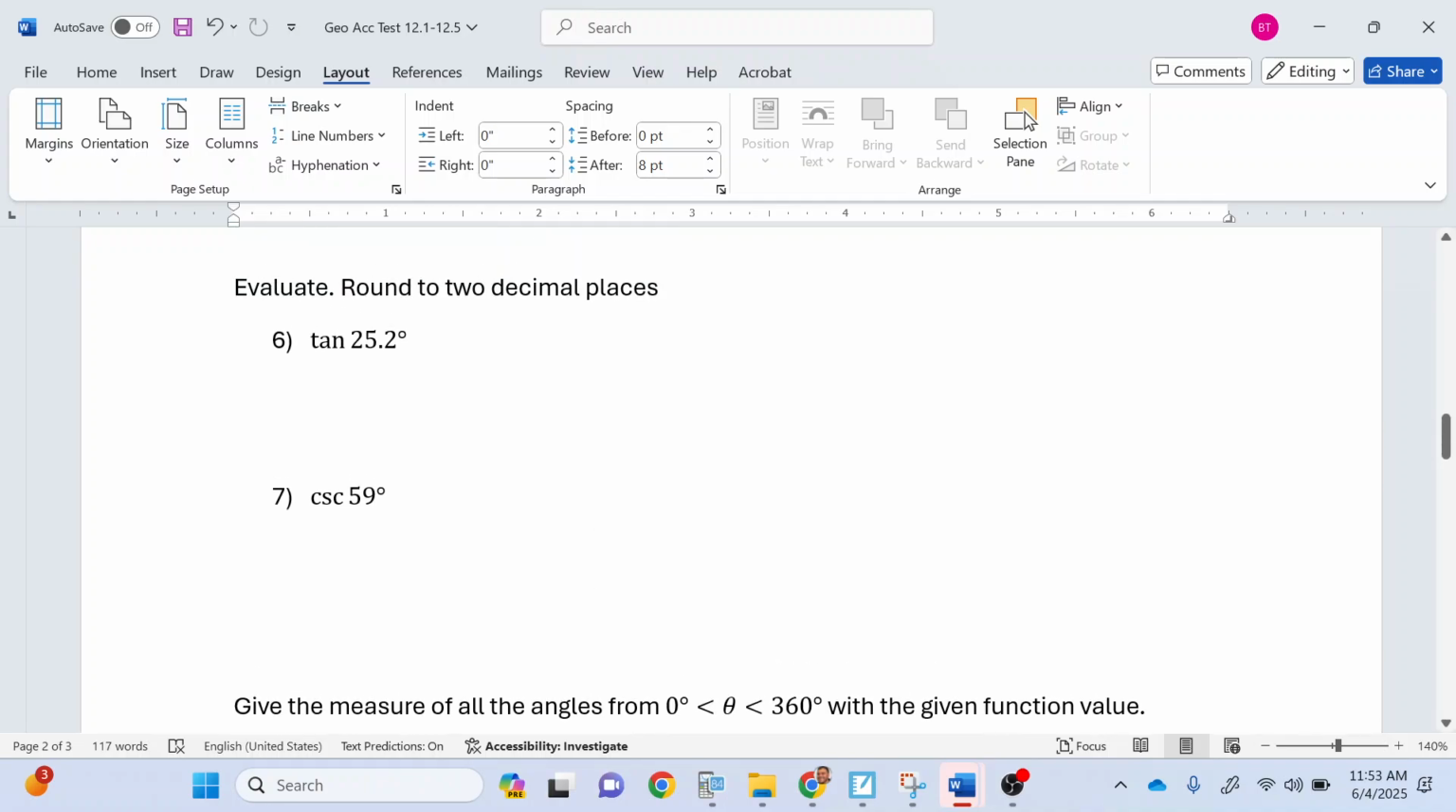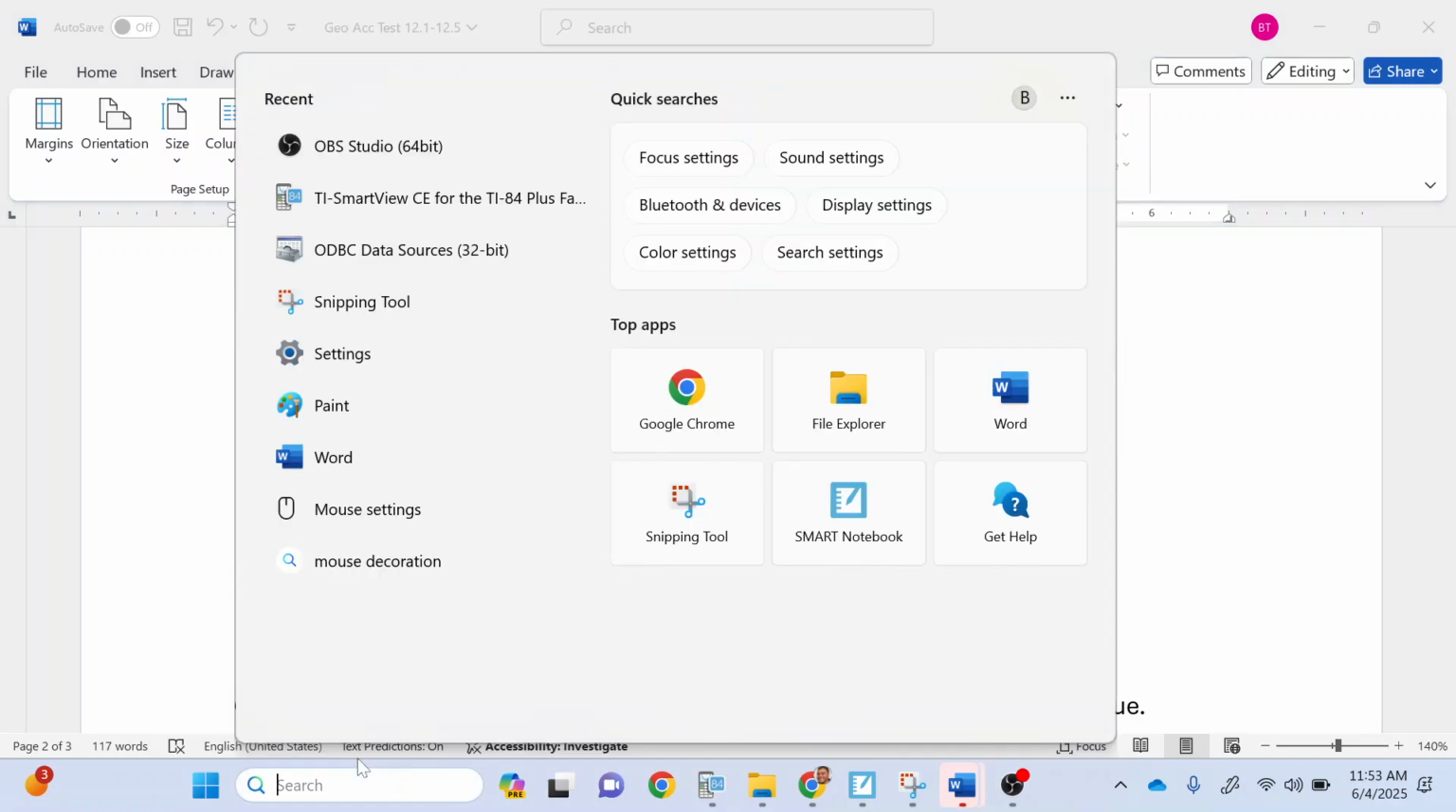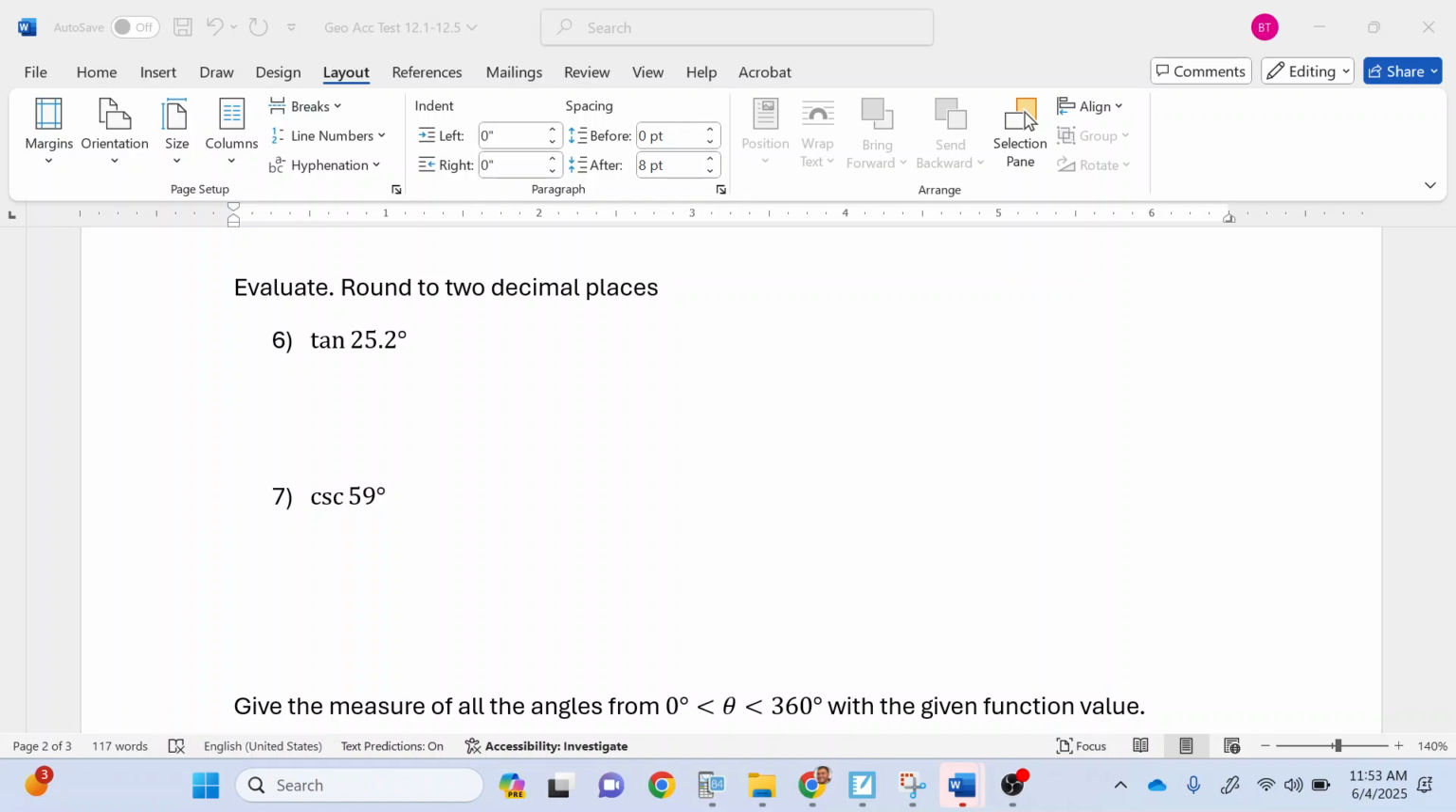All right, evaluate, round to two decimal points. In this case, I need to evaluate this. This is not a unit circle one, and I don't think we learned a unit circle by this one. So we're just going to use the calculator, which makes sense. We didn't learn a unit circle in this section. So we're going to do this one. So 12.5, I have to put it in my calculator.